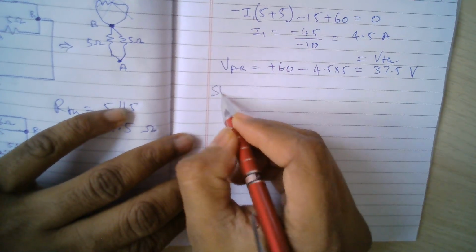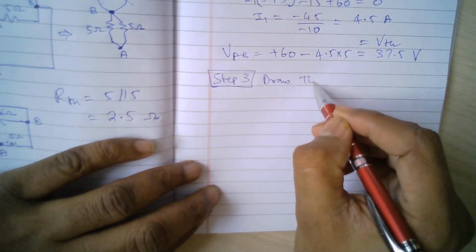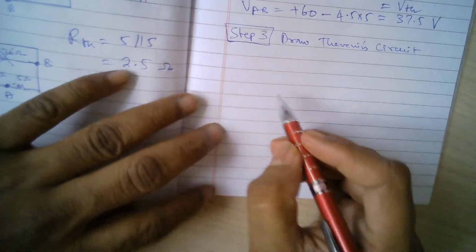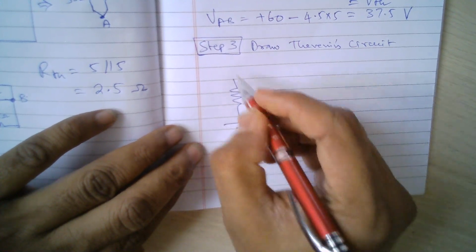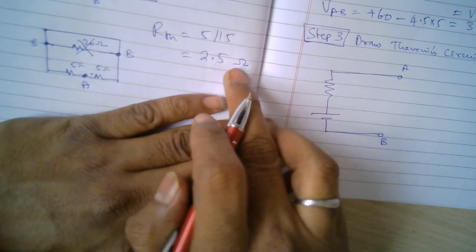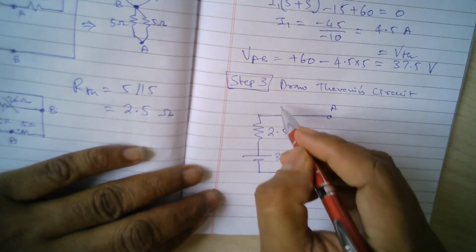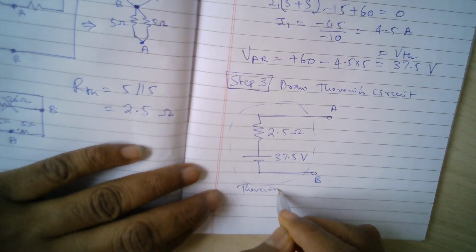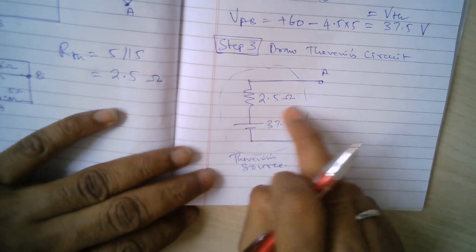So now step 3. Here we draw the Thevenin circuit. The Thevenin circuit is simple. It will have a voltage source in series with, so this is my AB points, and this is 2.5 ohms that we got, and this is 37.5 volts. So this is my Thevenin's source: 37.5 volts in series with 2.5 ohms.